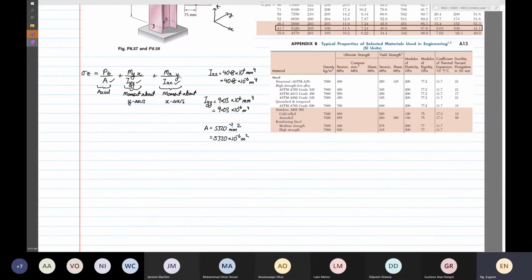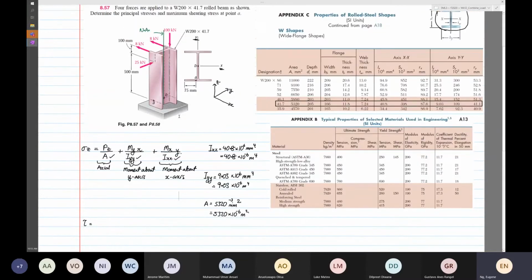Then the next thing that we're going to identify, but the shear is pretty tricky. So next we have to look into the shear. Looking at the shear forces, they are in two sets of directions. If you look at Y, the 25 kilonewton is in the Y direction. If you look at X, the 2 times 8 kilonewton is in the X direction. These are the forces that will induce shearing stress.